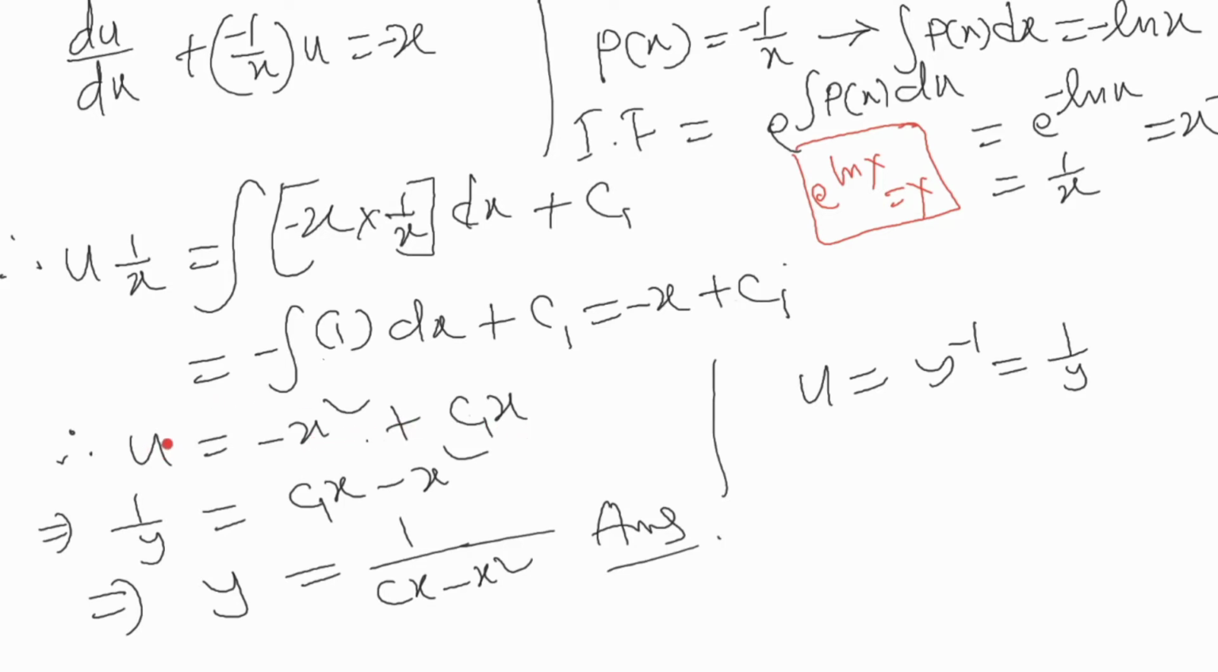Now we have to go back, u equals 1/y. So we put u equals 1/y, then we get 1/y equals c1 x - x^2. So y equals 1/(c1 x - x^2). So this is our obtained answer.